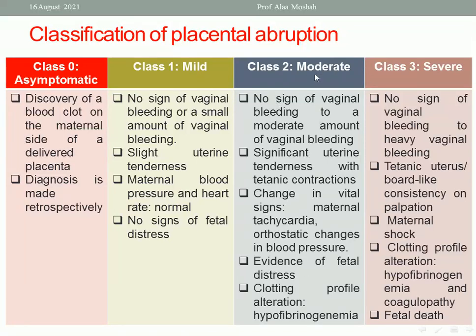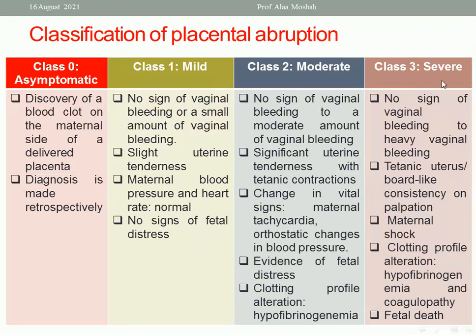Moderate type, class 2: no vaginal bleeding to a moderate amount of vaginal bleeding. Significant uterine tenderness with tetanic contraction. Change in the vital signs, tachycardia, orthostatic changes in the blood pressure. Evidence of fetal distress may be found. Clotting profile alteration and hypofibrinogenemia. So there is risk.